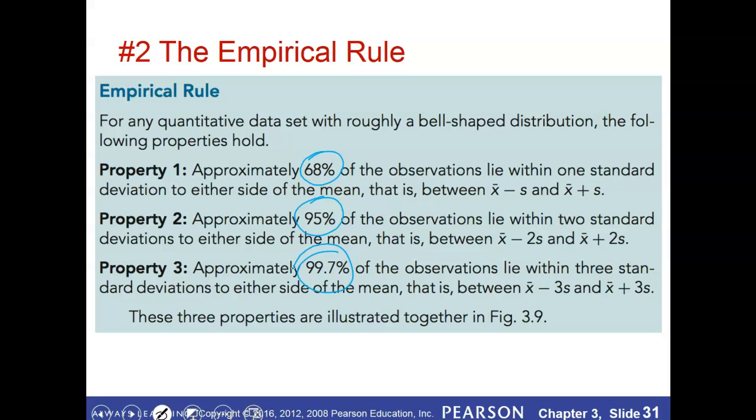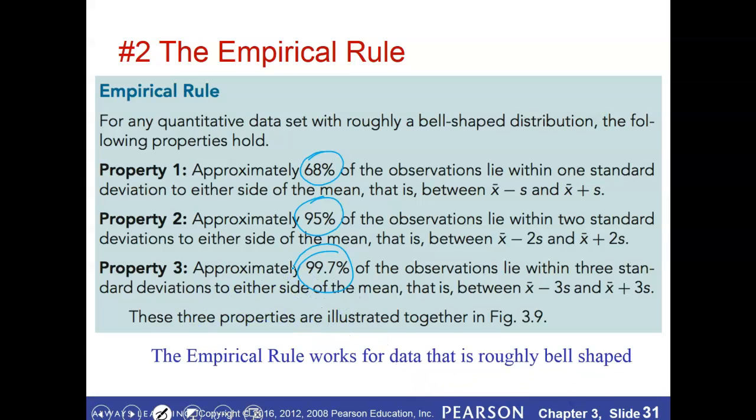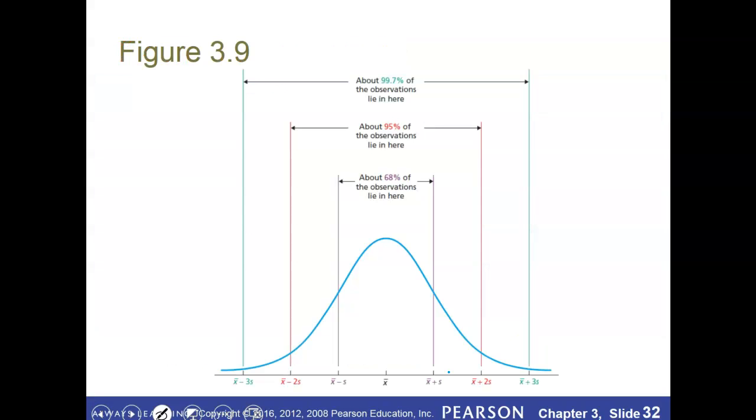mean. Here's a graph of this. Oh, and by the way, this works if the shape is roughly bell-shaped. If it's not bell-shaped, then this rule would not work. So we have Chebyshev's rule that works for every shape of data, and then the empirical rule works for data that is mostly bell-shaped. So it looks something like this.